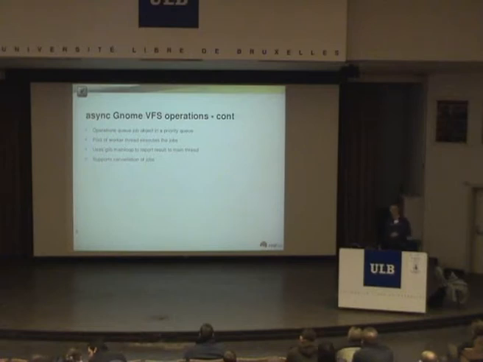The way this works internally is that when you call NoBFS async open, it creates a job object and queues it on a priority queue. Then there's a set of worker threads that, whenever they're free, pick the most prioritized job and execute it. When it's done, it uses the glib main loop event handling system to pass an event to the main loop, where it can call back to the original app.